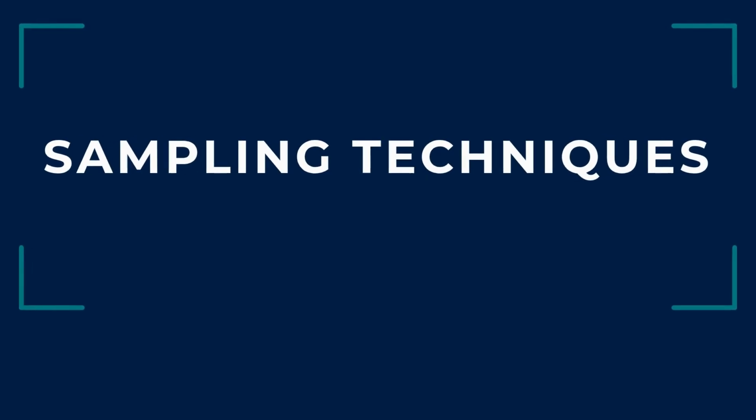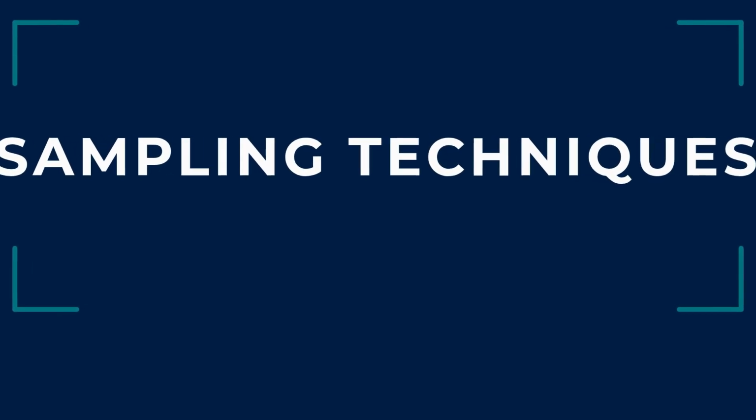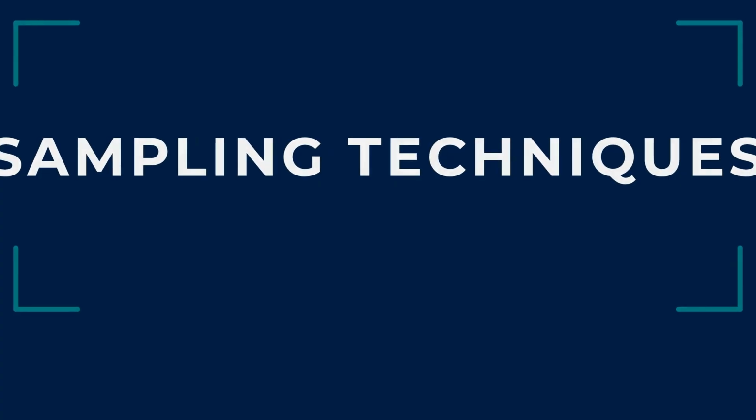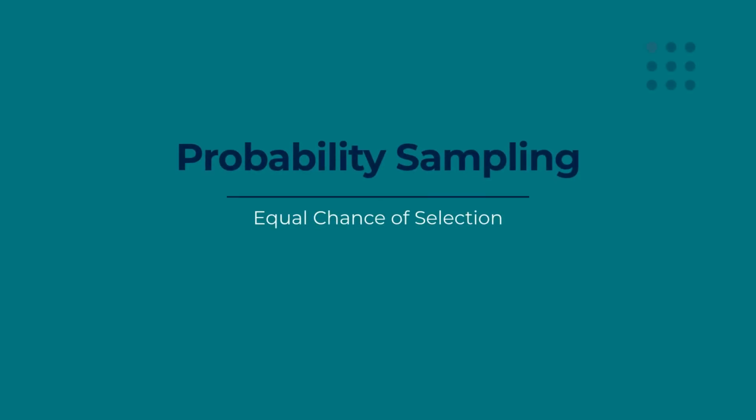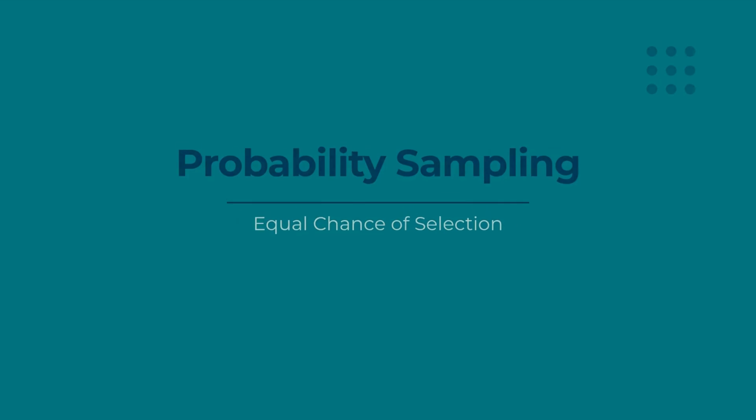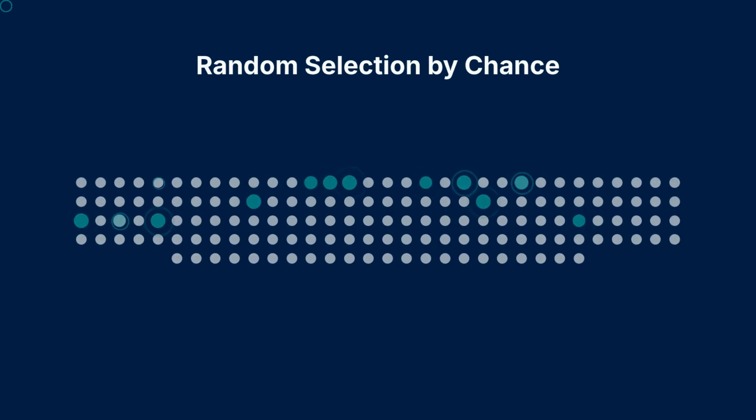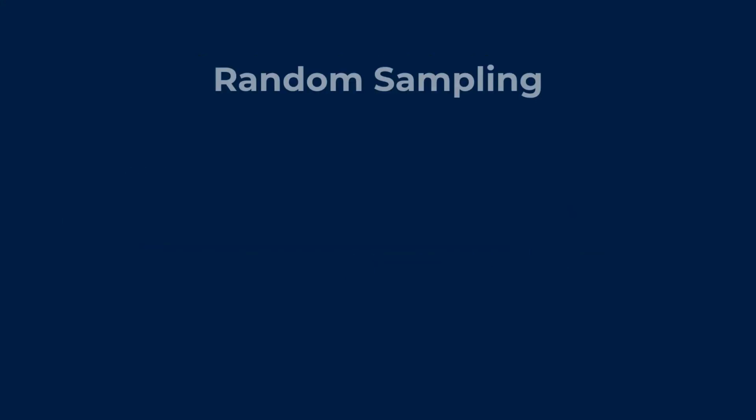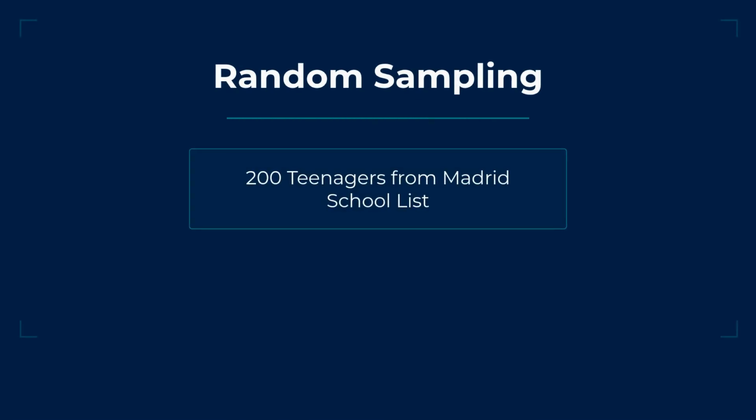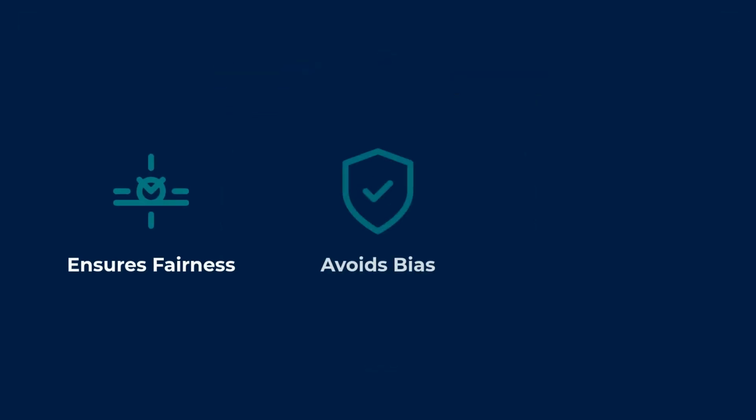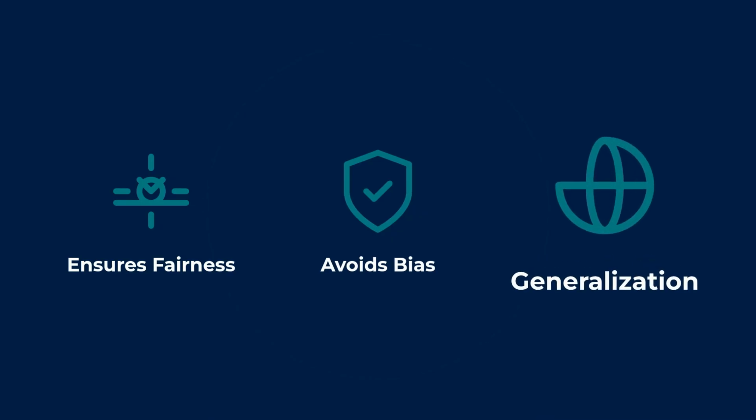Sampling can be divided into two main types, probability sampling and non-probability sampling. Probability sampling means every individual in the population has an equal chance of being selected. This is often done using random sampling, where participants are chosen entirely by chance. For example, a random sampling method was used to select 200 teenagers from a list of high school students in Madrid. Probability sampling ensures fairness and avoids bias, making it ideal for quantitative studies where generalization is important.